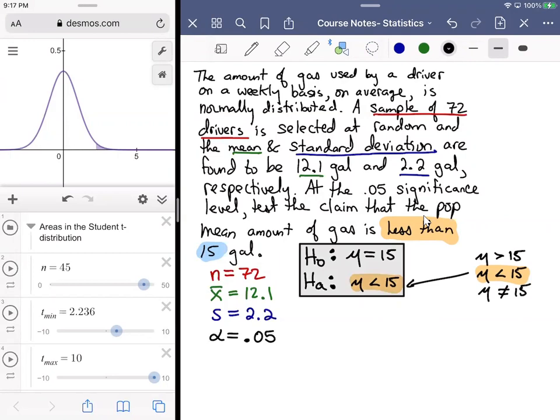Try to make it like flowchart like. I have to do a couple other things. I gotta get my alpha value, which I already know. I need to get a p value.